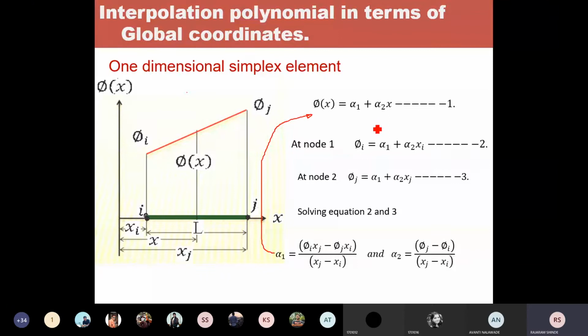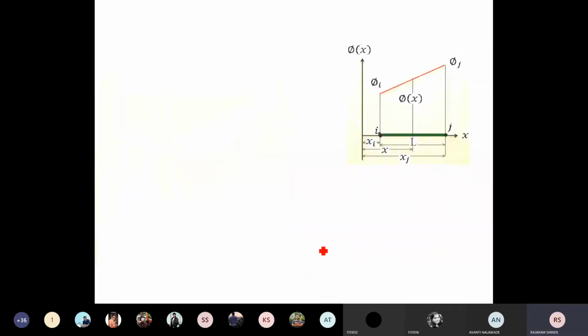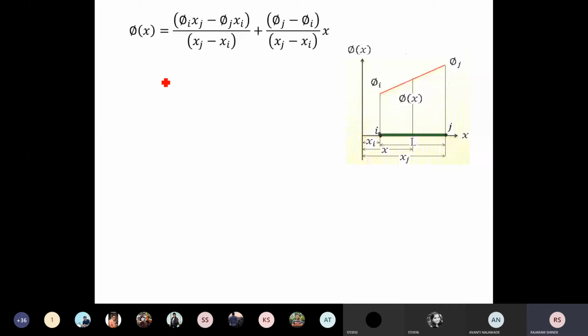Okay, and we can write the interpolation polynomial in terms of the nodal values of the field variables and nodal coordinates or coordinates of the nodes. Now you can see here you will get phi of x is equal to, this is your alpha 1, that is phi i xj minus phi j xi divided by xj minus xi, plus phi j minus phi i divided by xj minus xi, this is your alpha 2, into x. We have just used the values of alpha 1 and alpha 2 in equation 1.